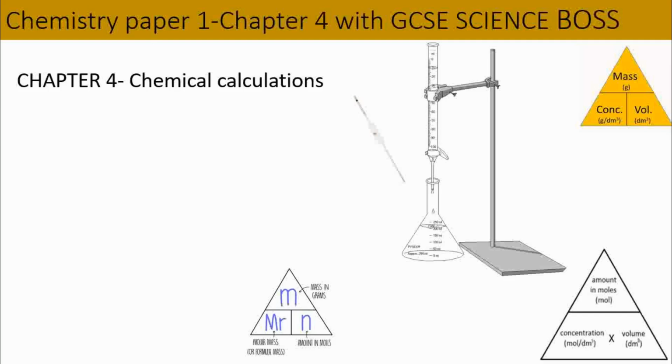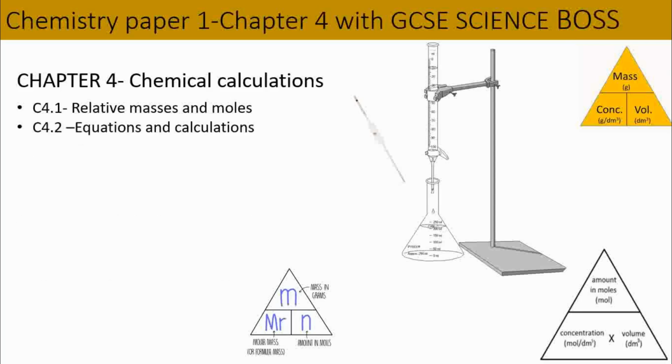In this video, we're going to be looking at the chemistry paper 1 content chapter 4. As you can see here, we're going to be looking at the chemical calculations chapter for the AQA science board. So for this video, we're going to be looking at the relative masses and moles.